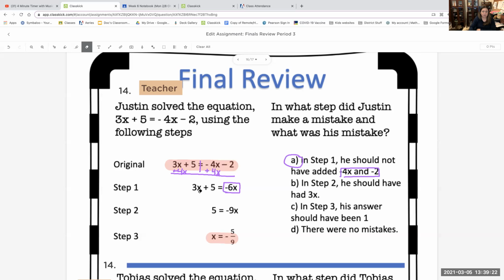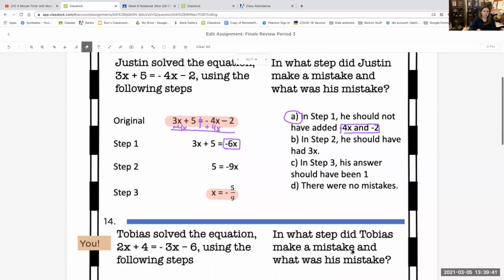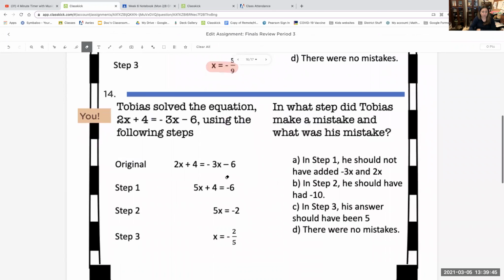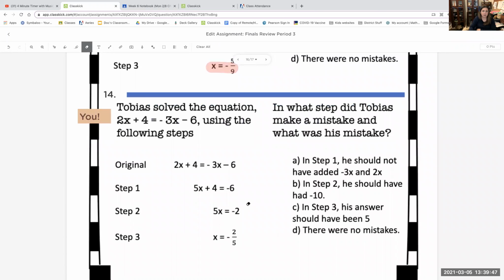No. If I move this 3x over to this side, it would have given me a -9 because I have to subtract. So that's fine. And then in step 3, he should have gotten 1. No, because if I divide these, then I would end up with a fraction. Or D, there's no mistake. So go through each one of these steps and figure out where his mistake is.